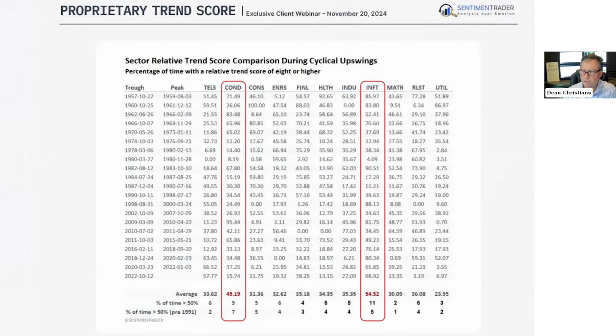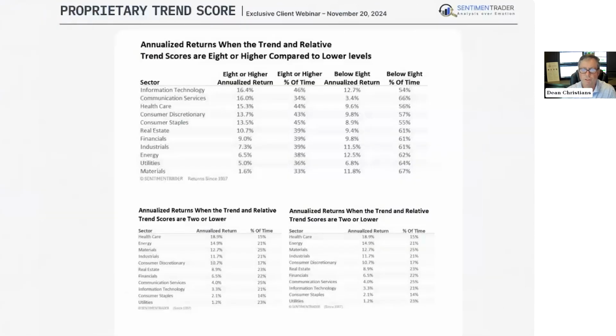Okay. All right. So let's take a look at the next clip. This is just sort of a differentiated view. And what I did here, I looked at any time each sector had a trend and relative trend score of 8 or higher. This is irrespective of the market environment. So this is bull and bear markets. But what I looked at was a trend score of 8 combined with a relative trend score of 8. And then we calculated what the annualized returns were when those were combined together.